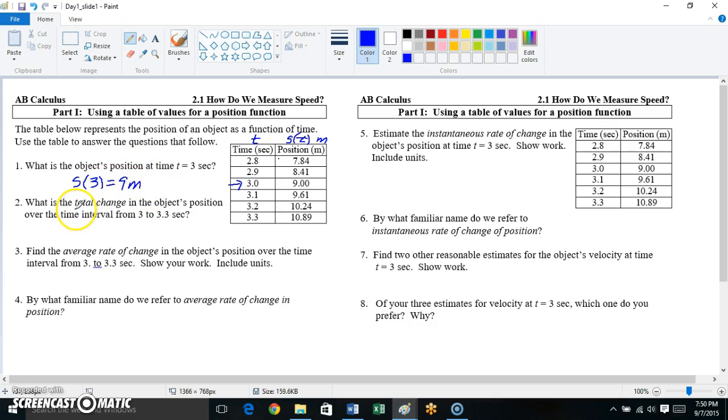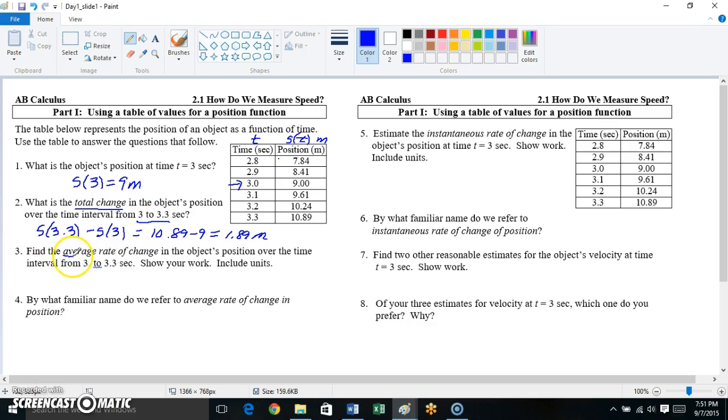What is the total change in the object's position from time 3 seconds to 3.3 seconds? So what we're looking at here is a difference, S of 3.3 minus S of 3. Pulling those numbers from the table, we get 10.89 minus 9 for a difference of 1.89 meters.